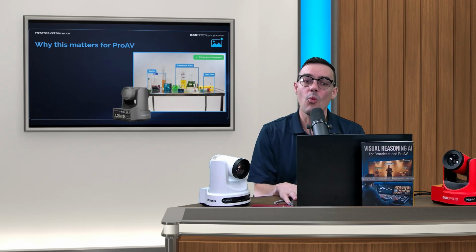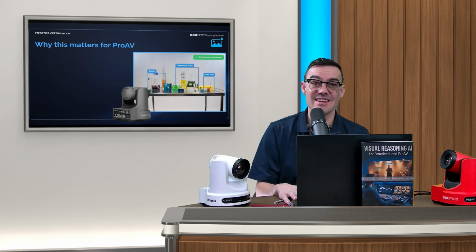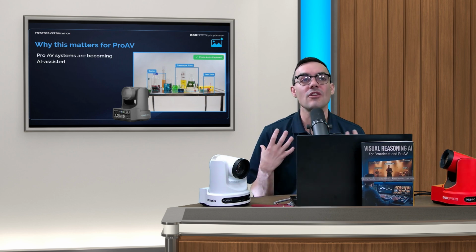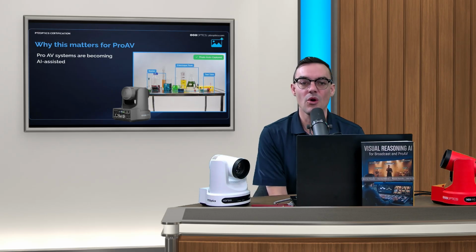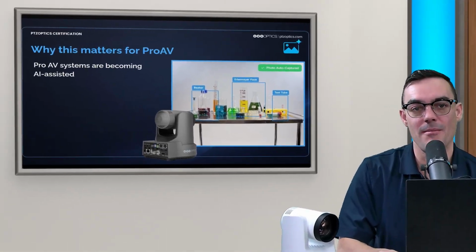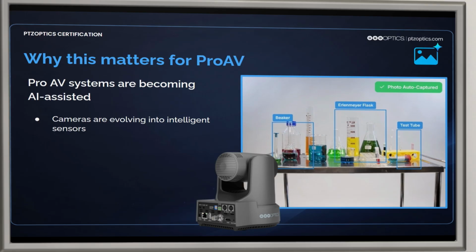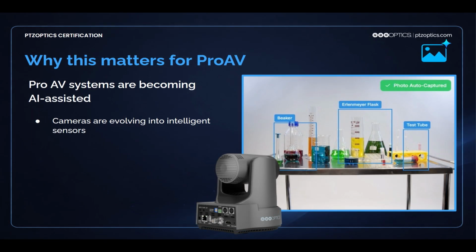Now, I want to explain why this matters for ProAV. I've been in ProAV for over 15 years, and we're always looking to improve our control systems and our ability to automate things. And ProAV systems are becoming more AI automated and AI assisted. And cameras are evolving to become more intelligent. That means not just having AI computer vision chips on the cameras to do things like auto tracking, but actually being an input to the audiovisual system.